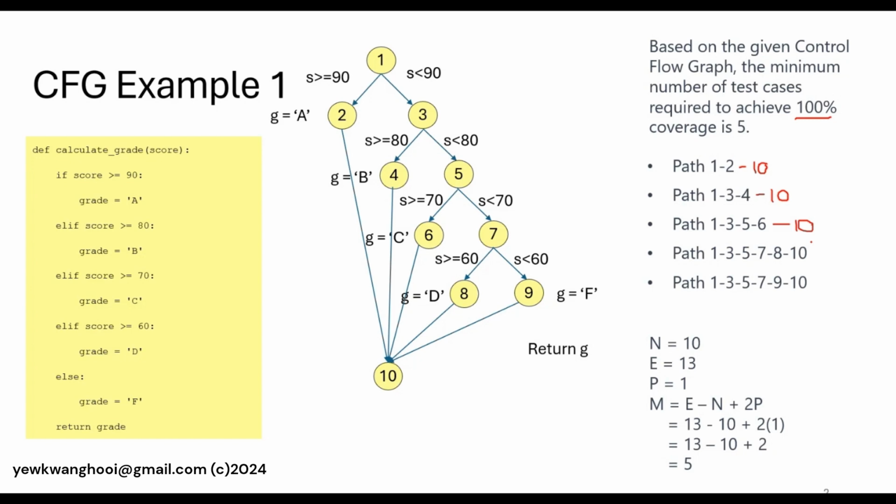So to come up with the test cases, let's say we pick path number 1. Path number 1 is taking which nodes? Node 1, node 2, and node 10. The first node is checking if it's greater than 90 or not. So we want to test node number 2. How do we make sure that if we go 1 to 10, what is the input for the score?